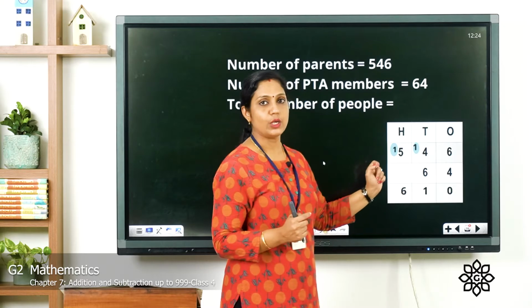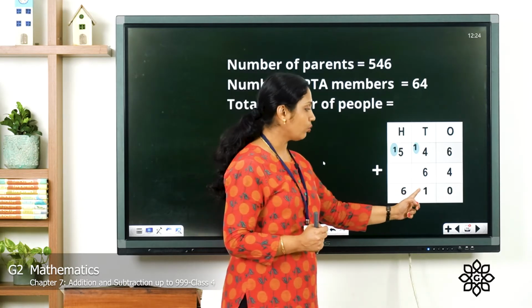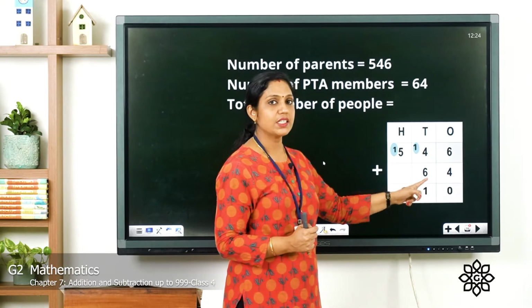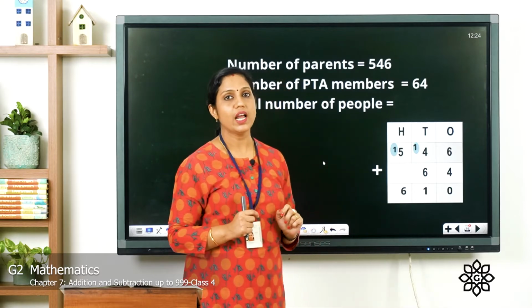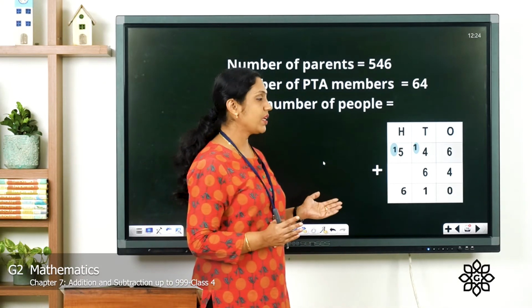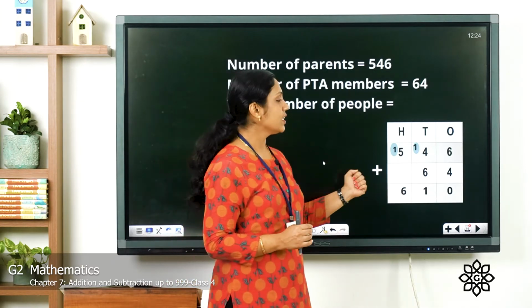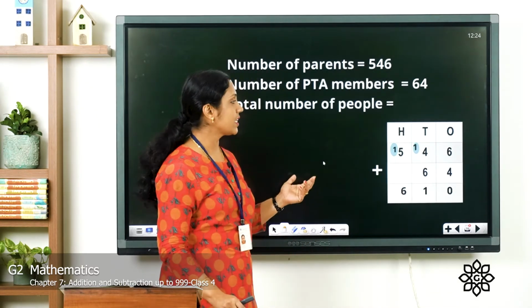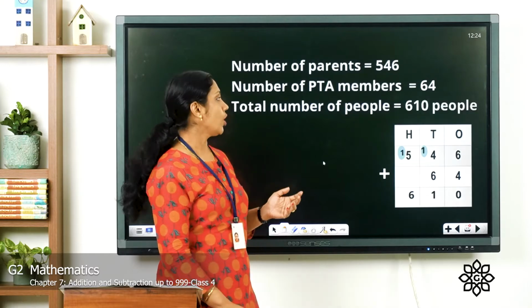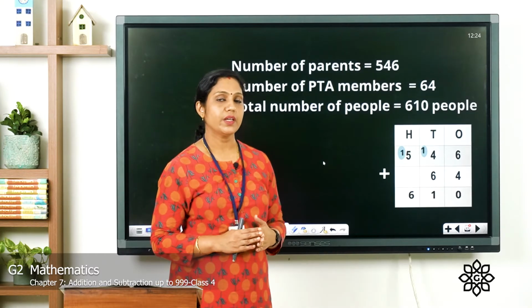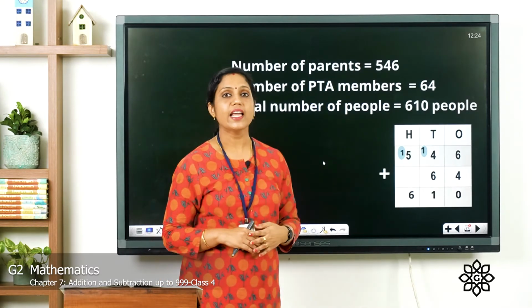5 plus 6 is equal to 11. So the one we wrote here in the tens place, and the other one we carried over to the hundreds place. Now in the hundreds place we have 1 plus 5. So how much is 1 plus 5? It is 6, and we got the answer 610. So the total number of people who attended the Independence Day were 610.